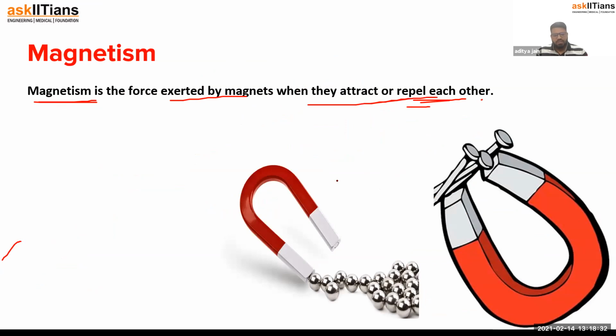So you can see in this diagram also, this is a magnet which is in the shape of a horseshoe. That's why it is known as horseshoe magnet. You can see this magnet is attracting these iron balls, due to the property which is known as magnetism. In the same way, this second horseshoe magnet is attracting these iron nails by the same property, magnetism. So I think magnetism is clear.